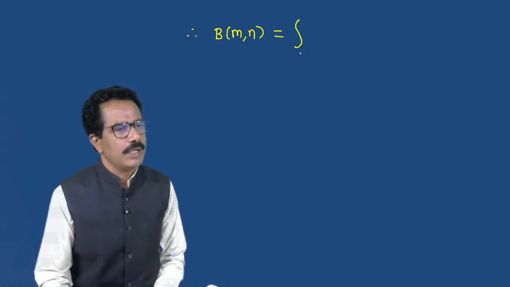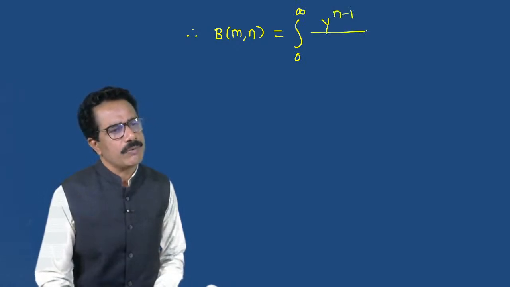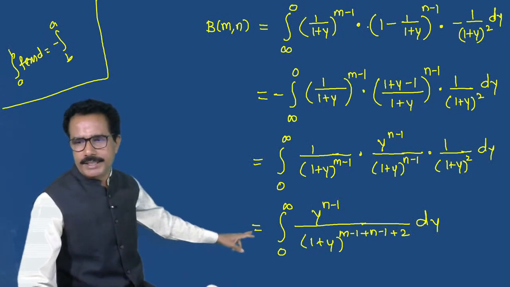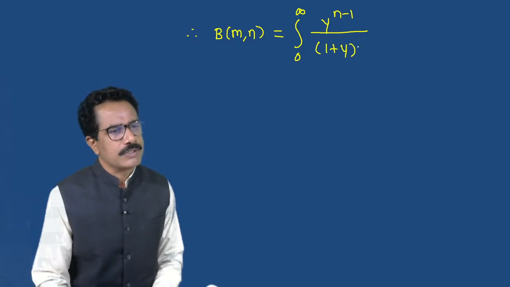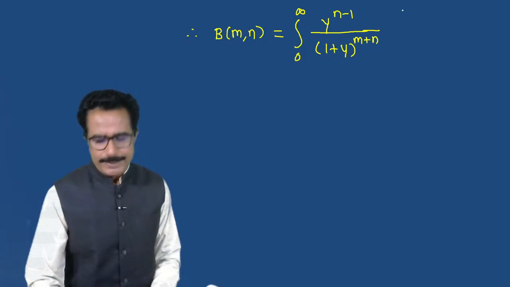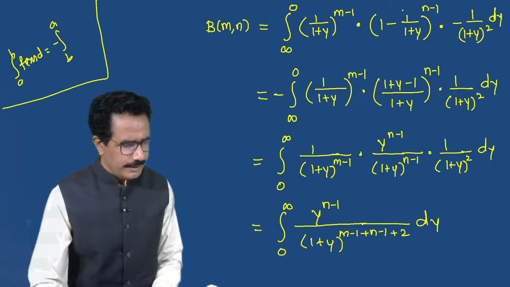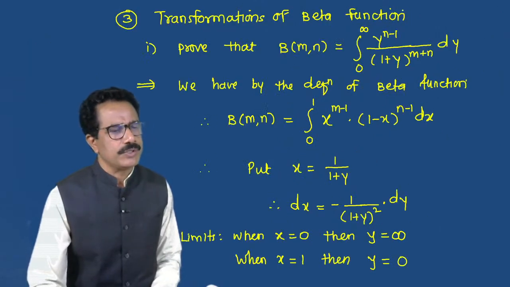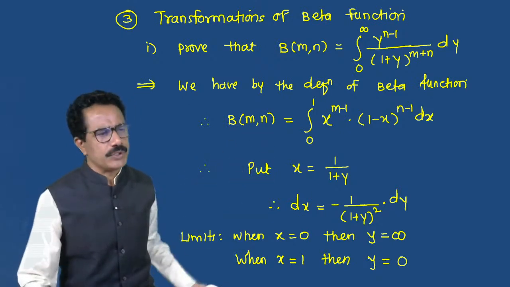So we write, therefore, beta of m comma n is equal to integral from 0 to infinity y raised to n minus 1 divided by 1 plus y raised to m plus n, in the denominator there is only one power. Is it okay? Here m and n are positive also. In this way we can write m and n are positive according to the definition.